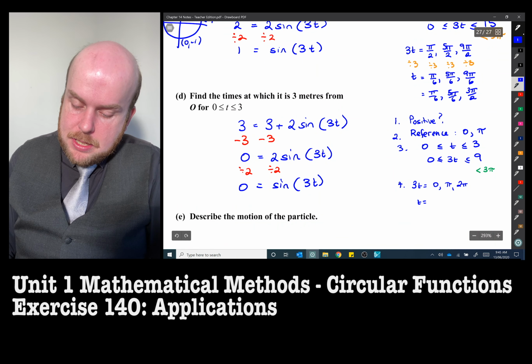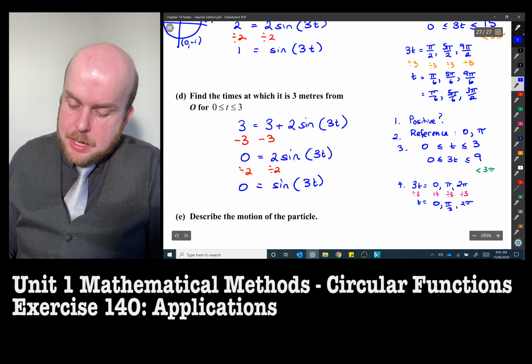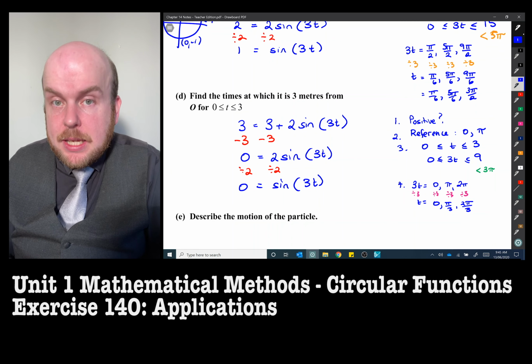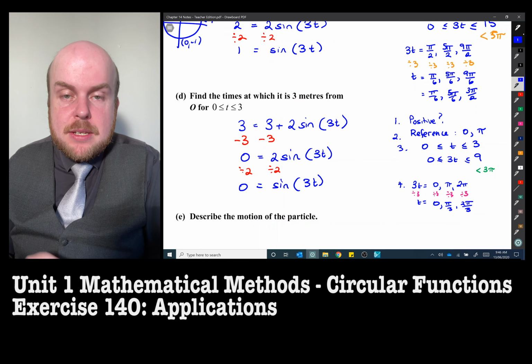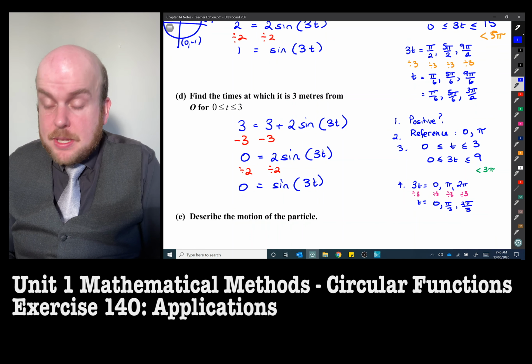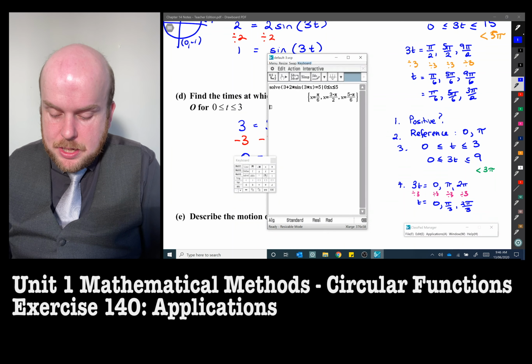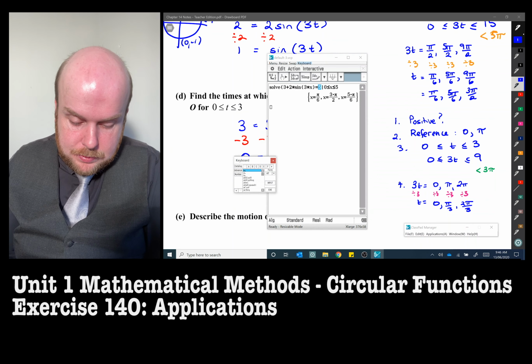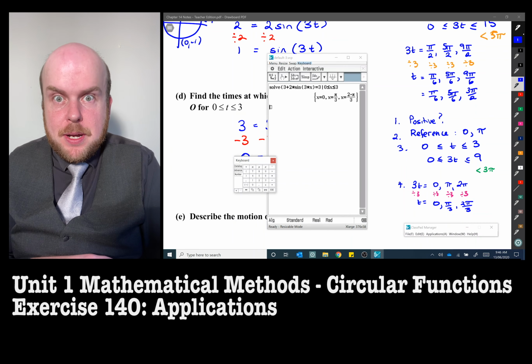So this becomes t is equal, so we divide everything by 3. And this becomes 0, pi on 3 and 2 pi on 3. And 2 pi on 3 is definitely less than pi. Yes, because we want it between 0 and 3. And so that is definitely less than pi, so therefore it is likely to be less than 3. Once again, we can always double check on the CAS. And there we go, 0, pi on 3 and 2 pi on 3.